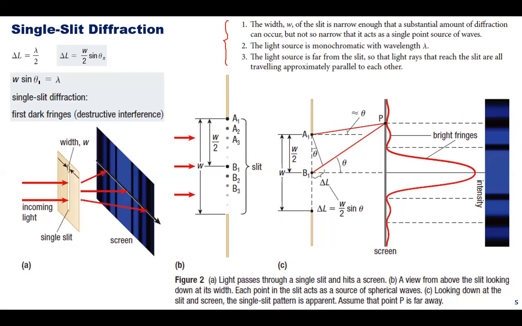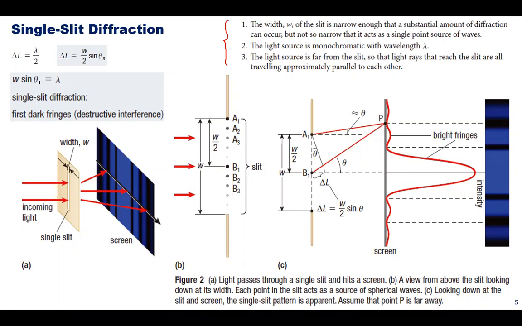Okay, recall from the previous chapter that Huygens principle states that each point on a wavefront acts as a new source of waves, right? So here, figure 2b is a magnified view of the slit, looking down on it from above, showing its width. According to Huygens principle, all points across the slit width in figure 2b act as wave sources, and these different waves create an interference pattern at the screen.